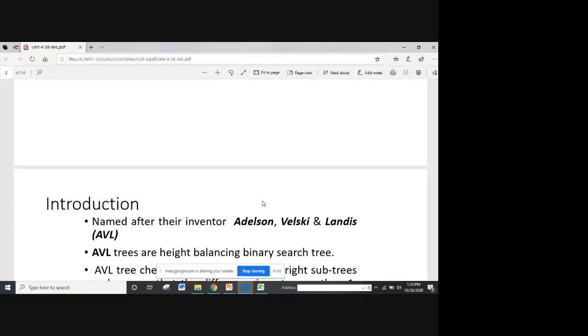Today's session is AVL Trees. So, you know about binary search trees. Last class we saw about binary search trees.